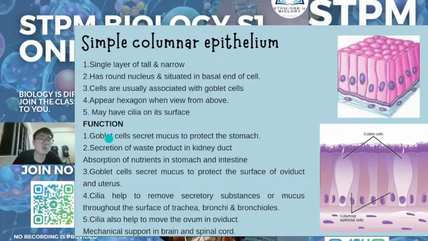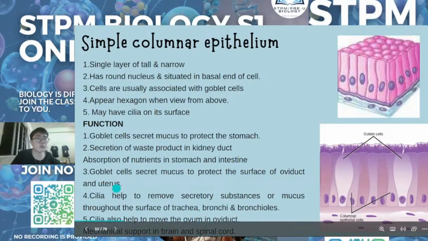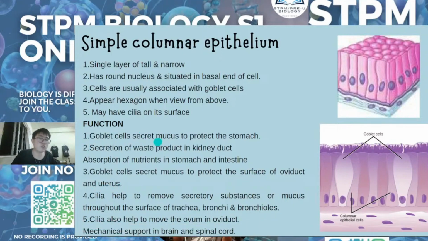So what is the function of goblet cells? Normally goblet cells secrete mucus to protect the stomach. Not only the stomach, also in our nose, it acts as protection, and in secretion of waste product in the kidney duct. Also absorption of nutrients in the stomach and intestine. And goblet cells can secrete mucus to protect the surface of the oviduct and also the uterus. So these are all the functions of goblet cells.